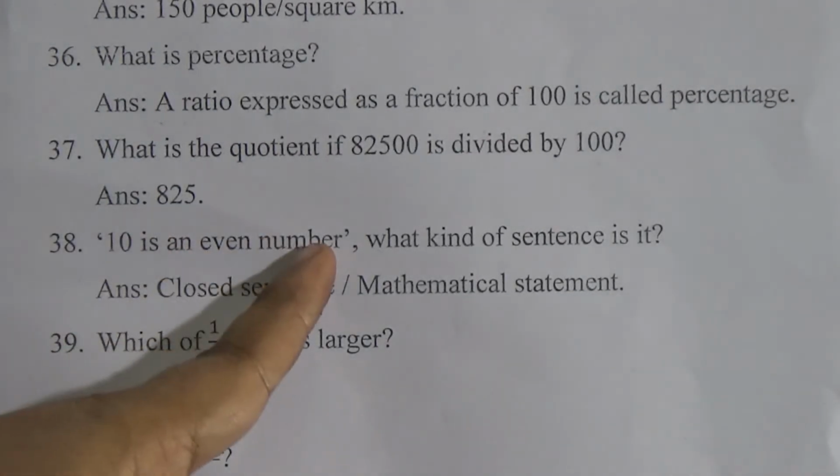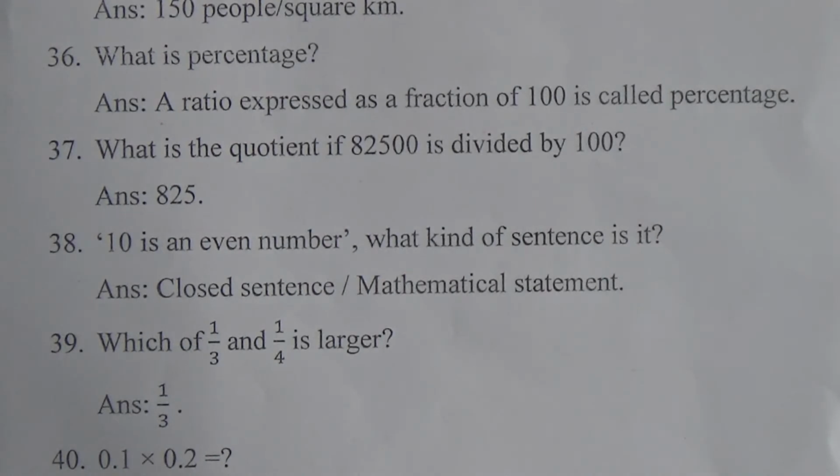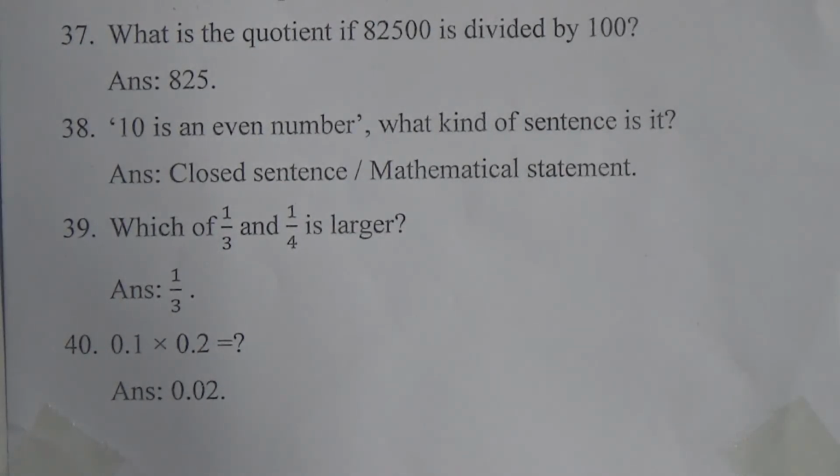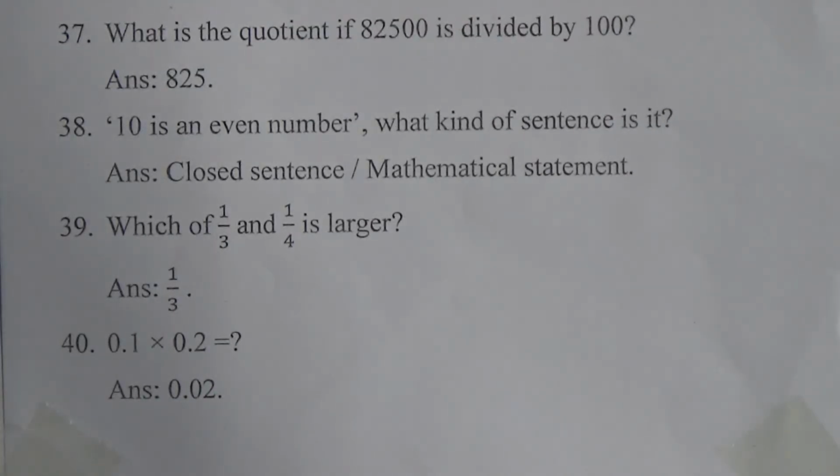38, 10 is an even number. What kind of sentence is it? Dear student, do you know how many types of sentence in mathematics? There are two types of sentence. One is closed and another is open. What do you mean by open sentence? If you cannot determine if a sentence is true or false, then that sentence is open sentence. I repeat, if you cannot determine if the sentence is true or false, then that type of sentence is open sentence. But if you can determine that, this sentence is called closed sentence or mathematical sentence.